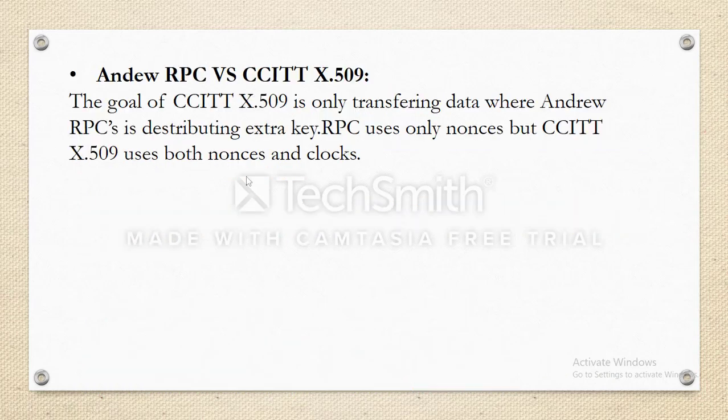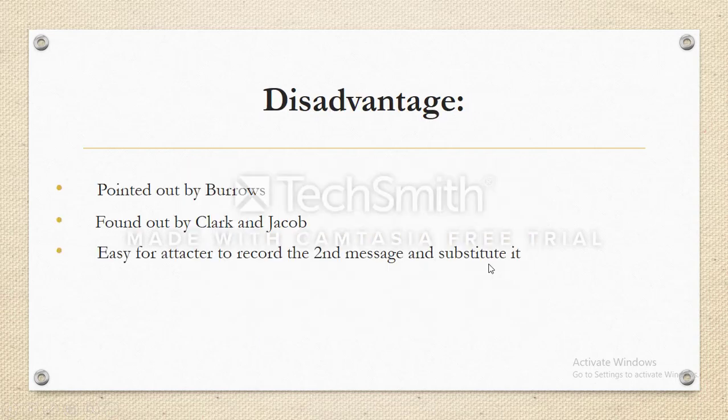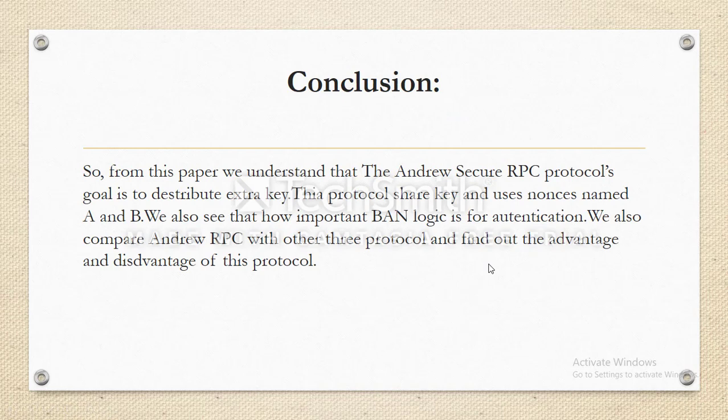Now we'll see the comparison between RPC and CCITT X.509. The goal of CCITT X.509 is only transferring data, while RPC is distributing a new key. There is more comparison: RPC uses only a nonce, but CCITT X.509 uses both a nonce and a clock. So that is the comparison. And now we will see a comparison chart. In the previous slide, what we see is the chart from that second message and substitute it. So that is the comparison and conclusion.